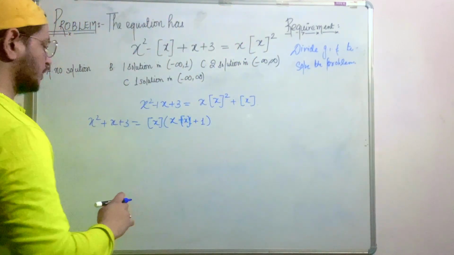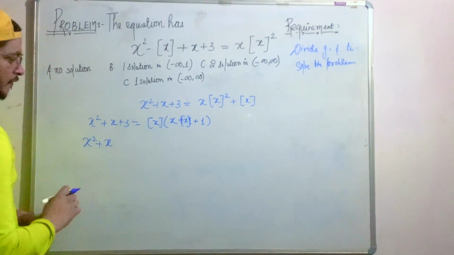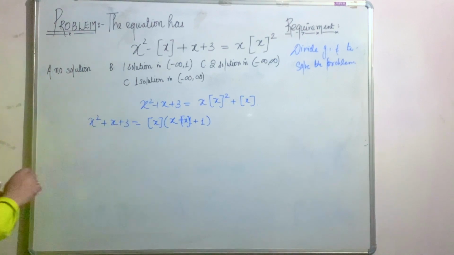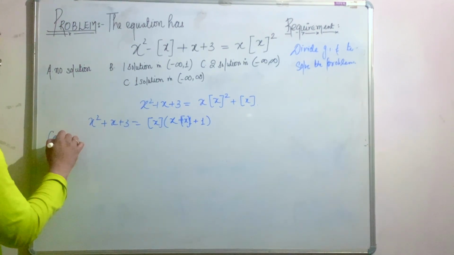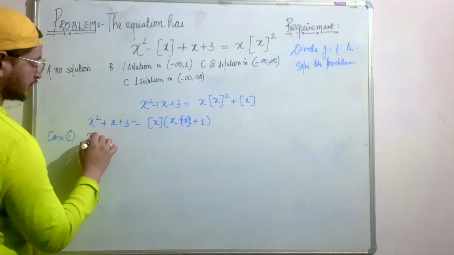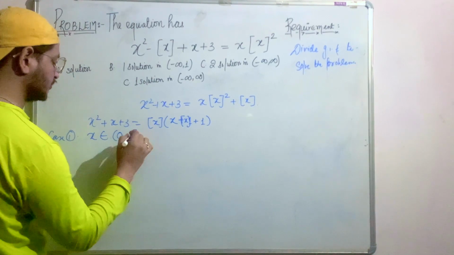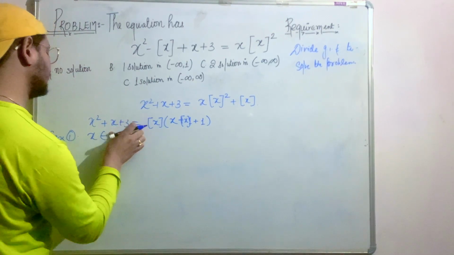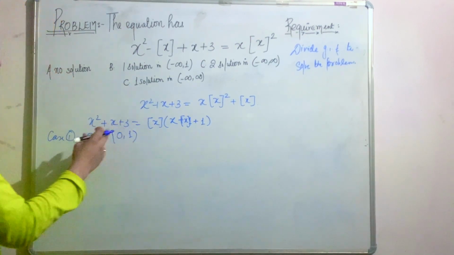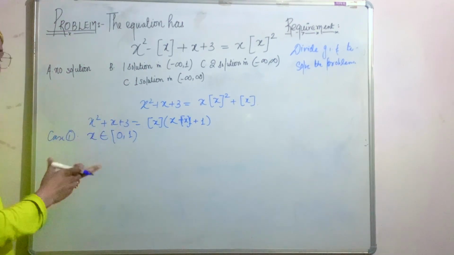Okay, so we will take cases. Case 1: x belongs to 0 till 1, because the value of x square plus x plus 3 is always positive, so we will not go on to the negative side.